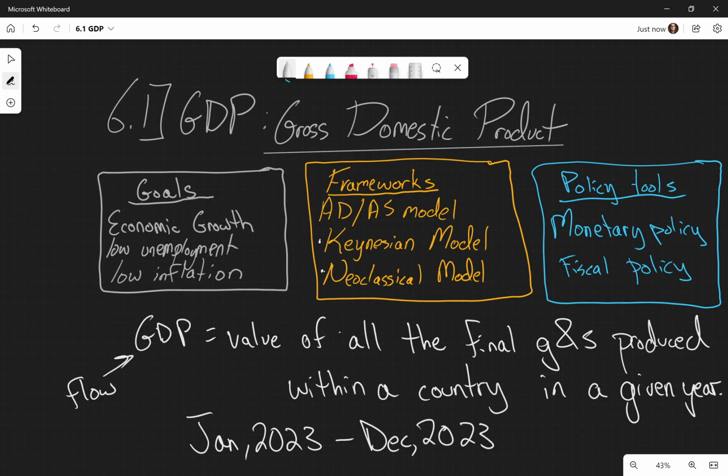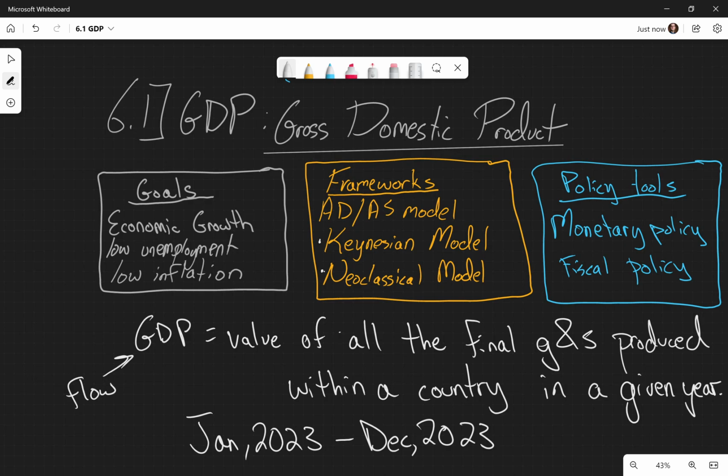If I asked you, what's the GDP on March 29th, 2023, that doesn't make any sense, right? If I asked you about a stock measure, like what's the national debt for the United States on March 29th, 2023, that does make sense. I can tell you what the national debt is right now. But I can't tell you what the GDP is for today because the question doesn't make that much sense. So anytime we're talking about flows, it has to be over a period of time. Anytime we're talking about stocks, you can just say at this particular moment, this is what the stock is.